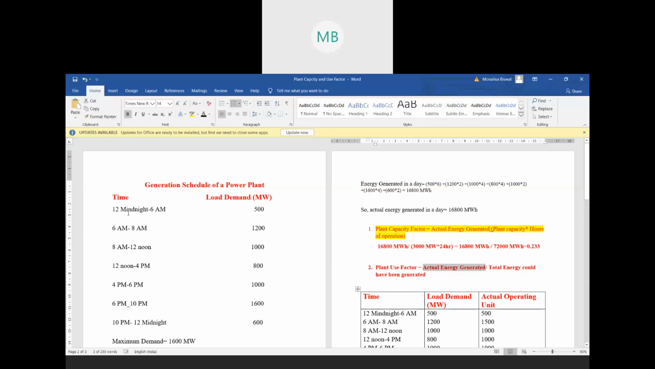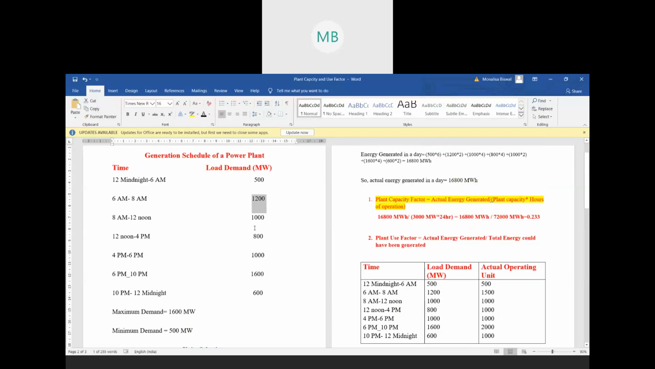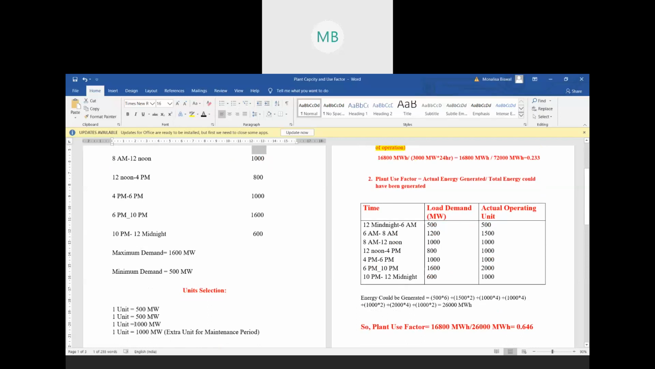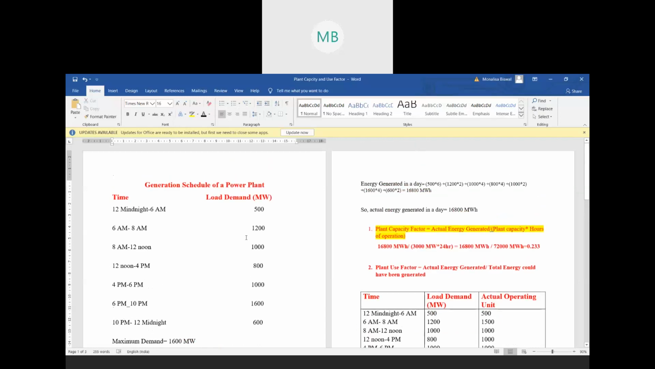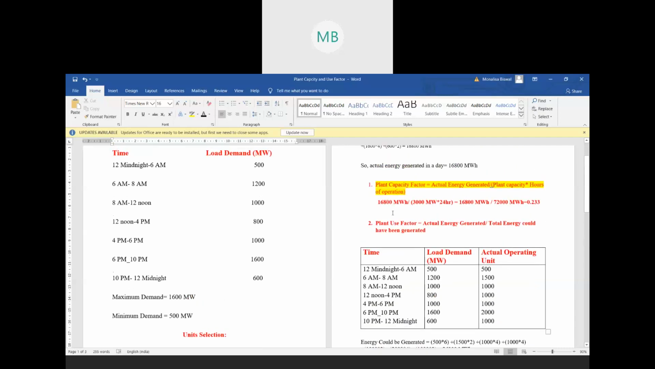Because for supplying from 6 to 8 a.m., your total demand is 1200 megawatt. But to supply 1200 megawatt, you have to run one unit of 1000 megawatt and one unit of 500 megawatt. So actual generation will be 1200 megawatt, but what you could generate at that time is 1500 megawatt. You could have generated 1500 megawatt in that time period. So how to calculate plant use factor?